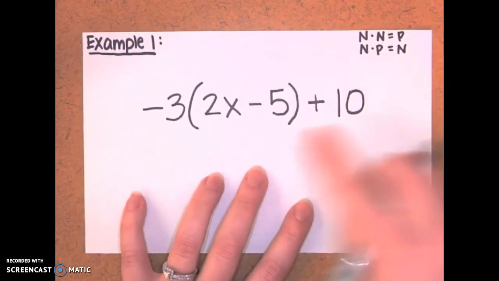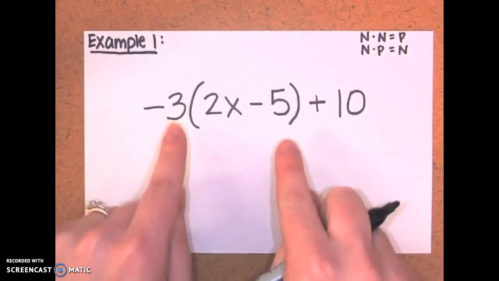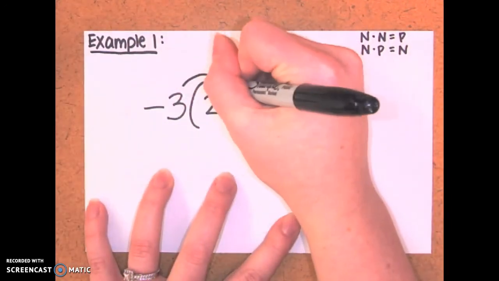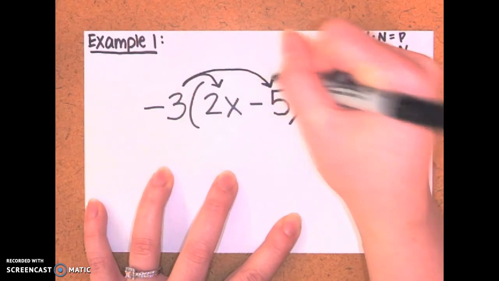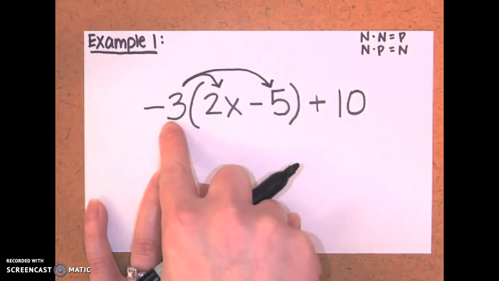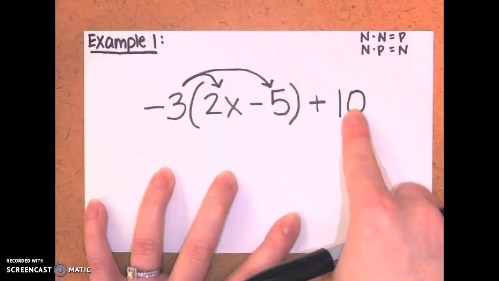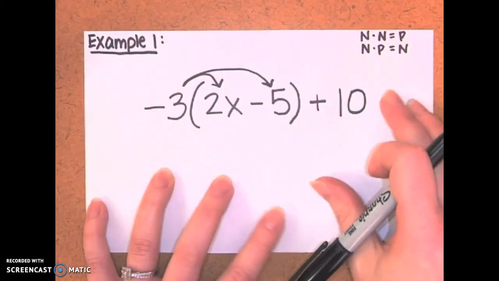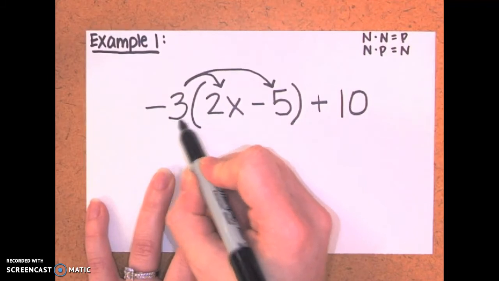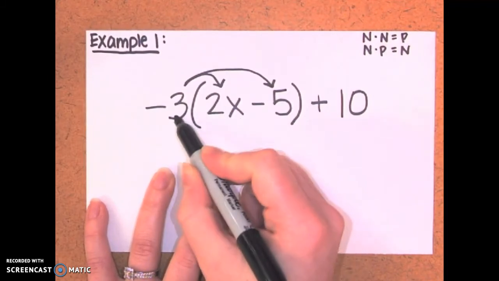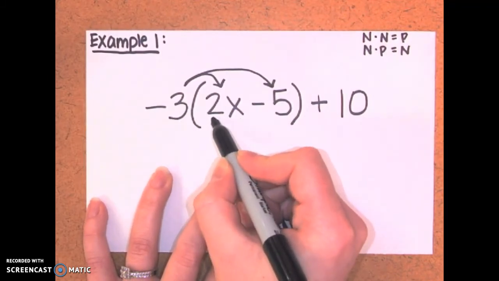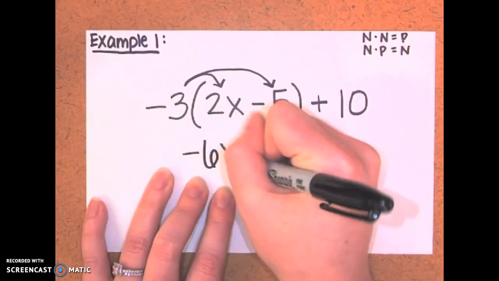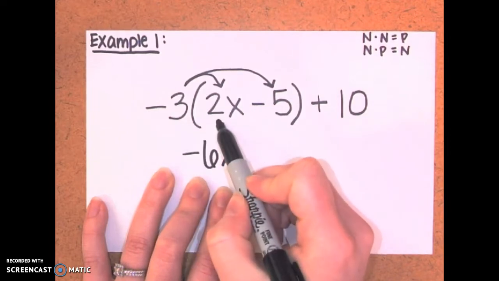Okay, so first thing we're going to do, just like the last lesson, you see parentheses, so you have to distribute. So you're going to distribute that -3 to everything in the parentheses. Remember, you're not doing -3 times 10, you're only going to the end of the parentheses. So first of all, we're going to do -3 times 2x. So -3 times 2, a negative times a positive is a negative. So this would become -6x.